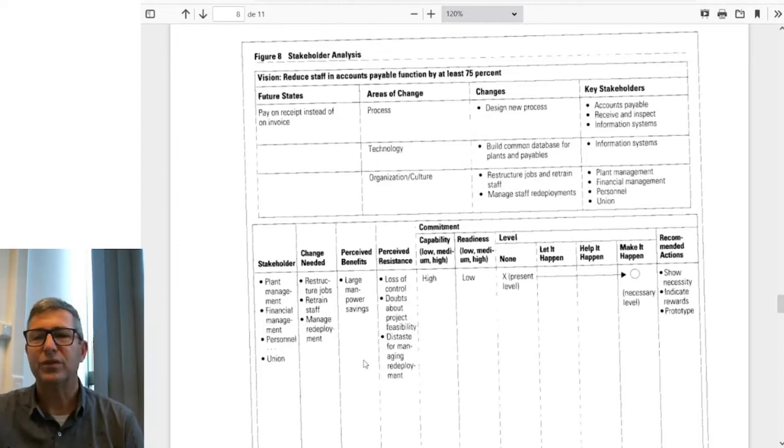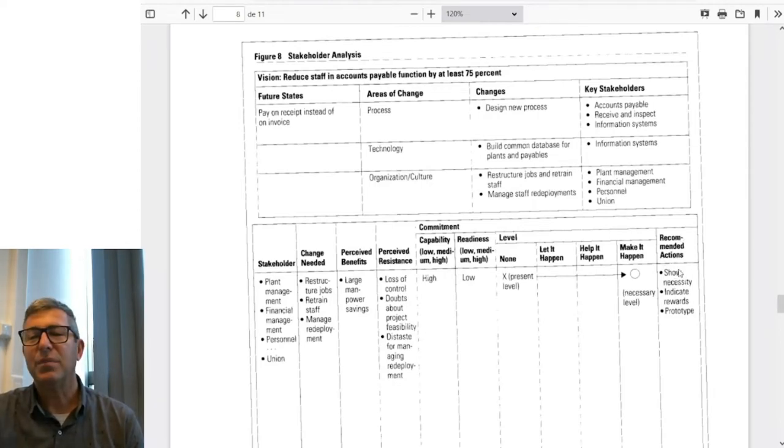We have to be practical, okay? And then they also suggest here that you assess the capacity, the readiness of these people to commit, even the level of help that you could get from them, from those that would not help at all, to those that help happen, to those that make it happen. And one important last column is this column for recommended actions.